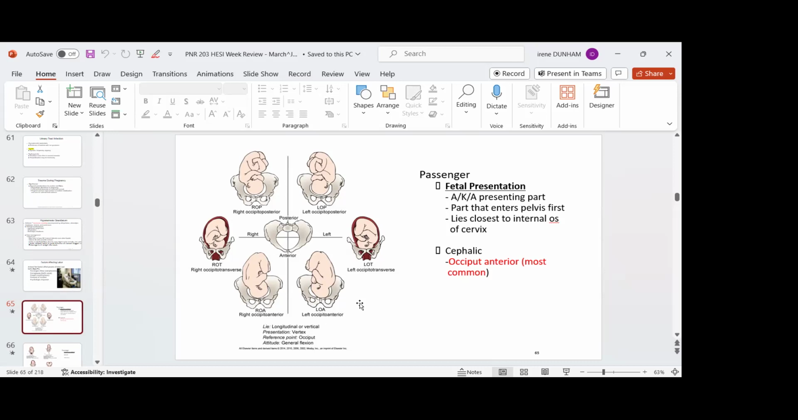And of course, mom has the gynecoid pelvis. Remember that? The gynecoid pelvis is the most favorable one for labor. Okay, is everybody okay on that?